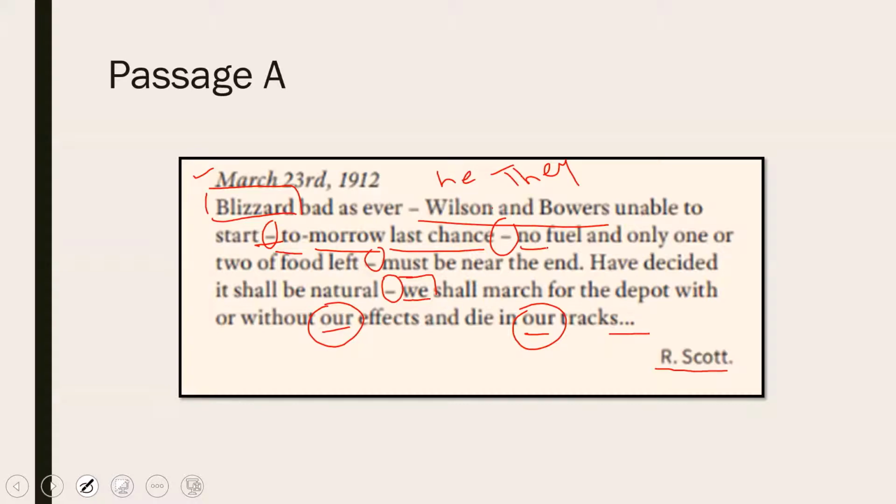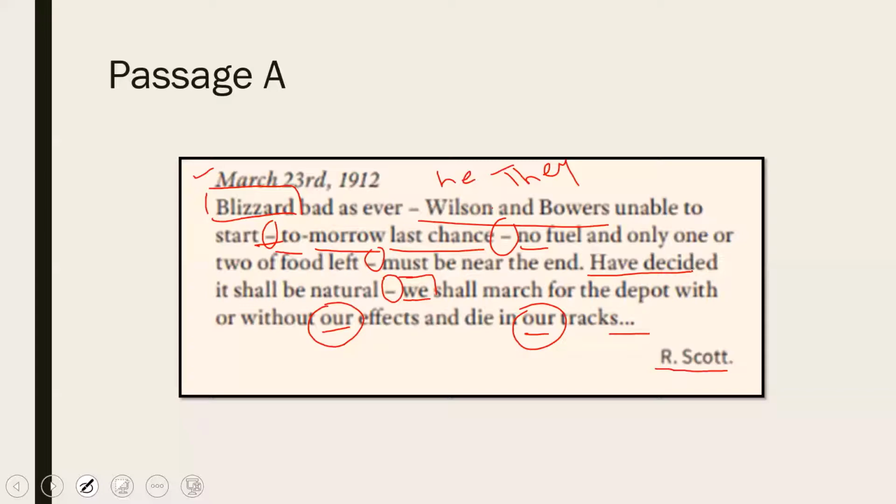Again a dash: "must be near the end," or might it be finishing? First he claims something and then he's saying it might finish by tomorrow. "Have decided it shall be": it is not even a complete sentence. So when you are writing a diary, you're not composed. Sometimes you write, you cry. Sometimes you break, you write, you laugh. So you're not organized in your diary writing. So remember this text type.